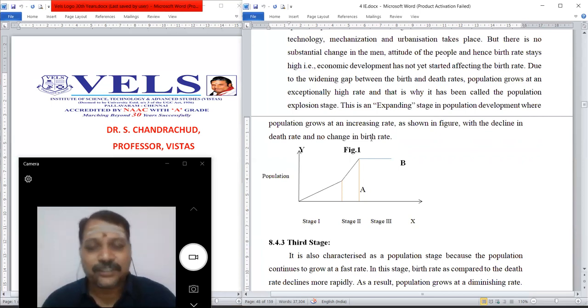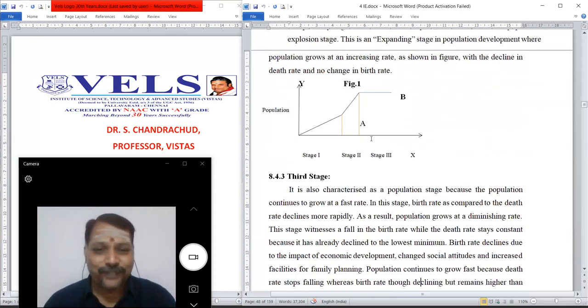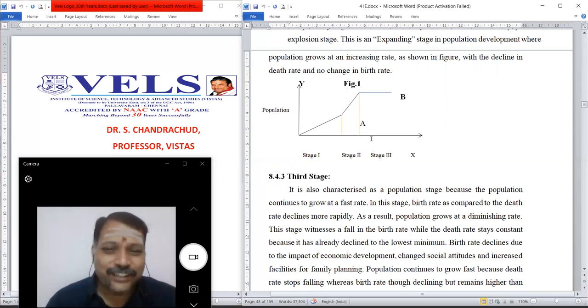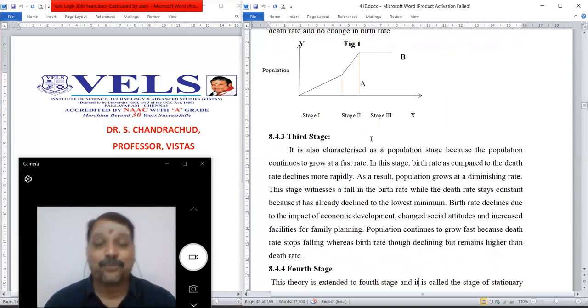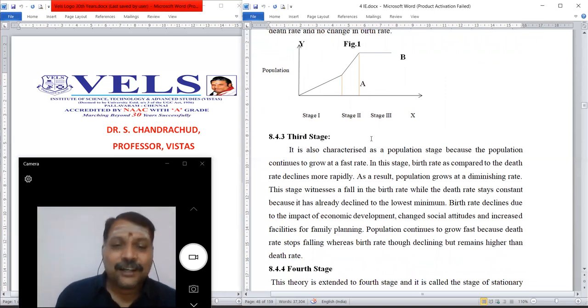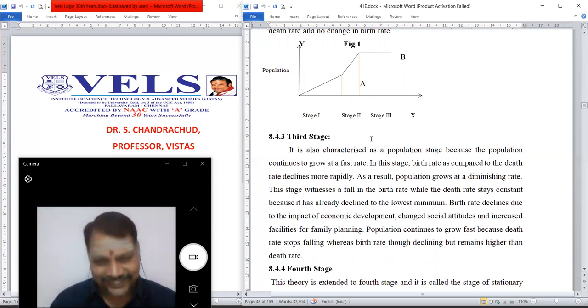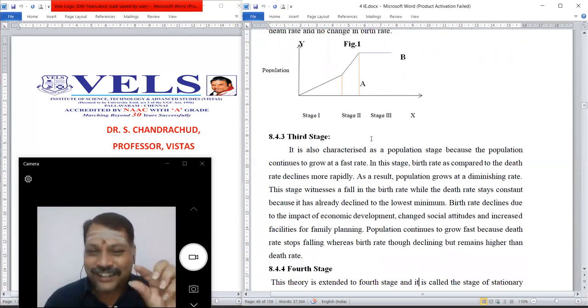Now, let us move to the third stage. In this stage, you can see in the figure, the population grows at a faster rate. Both the birth and death rates are mitigated and try to balance each other. They try to reach equilibrium. In this stage, the birth rate compared to the death rate declines more rapidly. As a result, the population grows at a diminishing rate. This stage witnessed a falling of birth rate while the death rate stays constant. See, in the previous stage there is a high birth rate and a decrease in the death rate. That is why there is a population explosion.